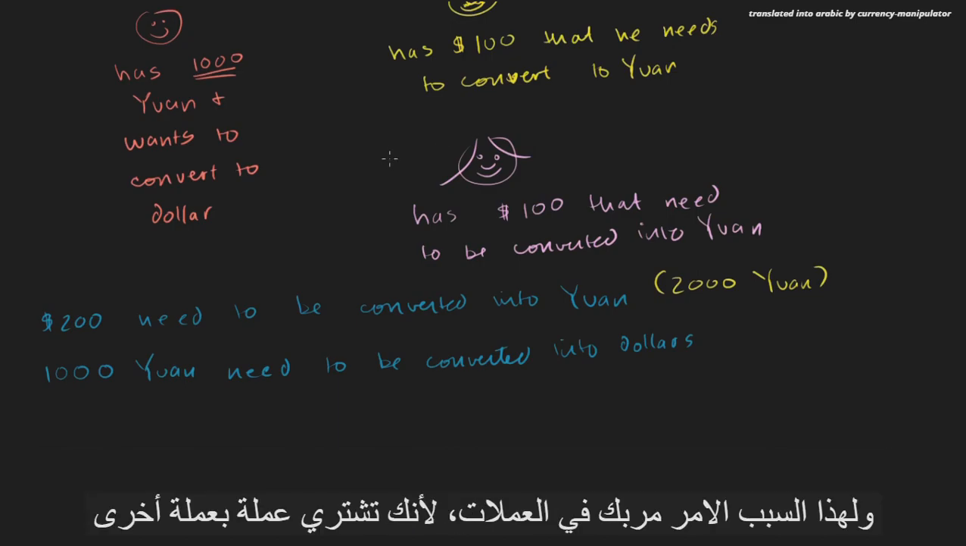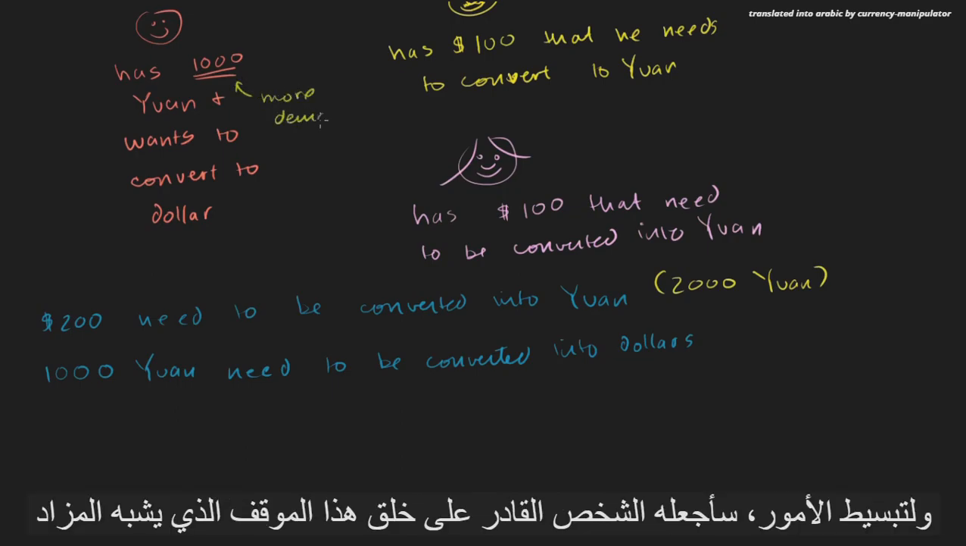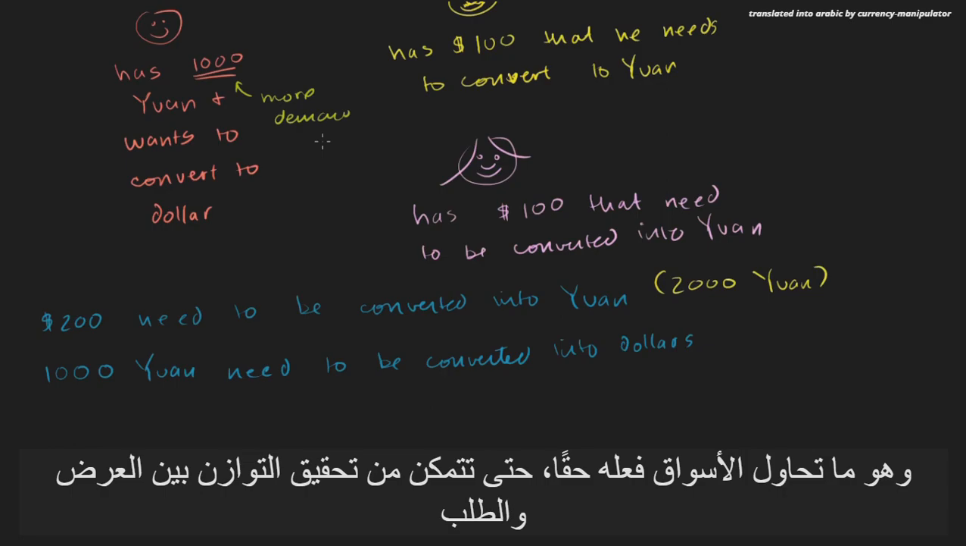Either one, and that's why it's sometimes confusing with currencies, because you're buying another currency. But since this guy is more in demand, to simplify things, I'll make him the person that's able to create an auction type situation, which is really what the markets are trying to do, so that you can equalize supply and demand.